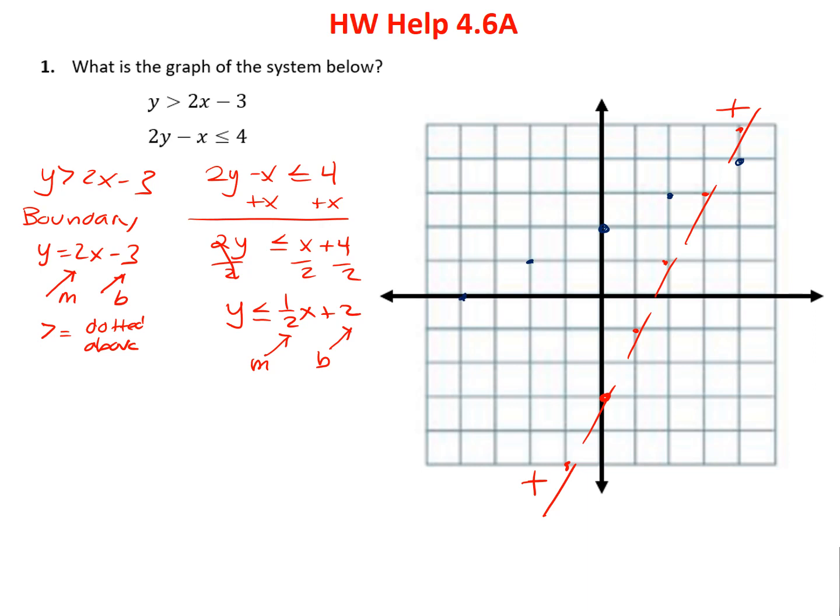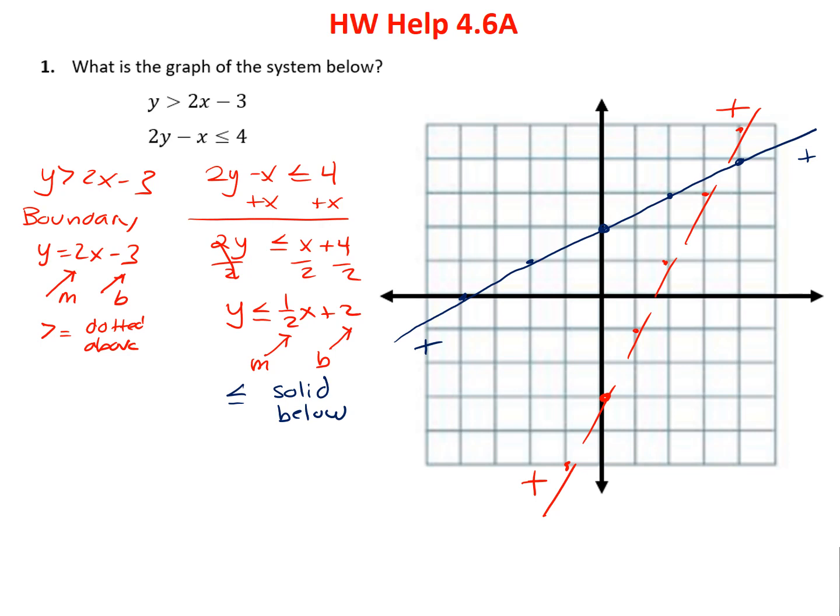Now notice this time, less than or equal to means it's going to be a solid line because it has the equal part, and we're going to graph below. Okay? So let's graph the solid line first. And we want to graph below. Okay, so I'm going to put a plus sign below the line. And now, normally again, we would shade all the bottom area.